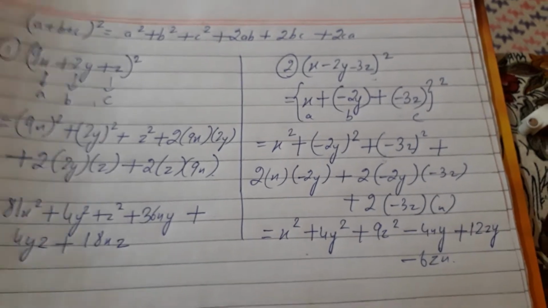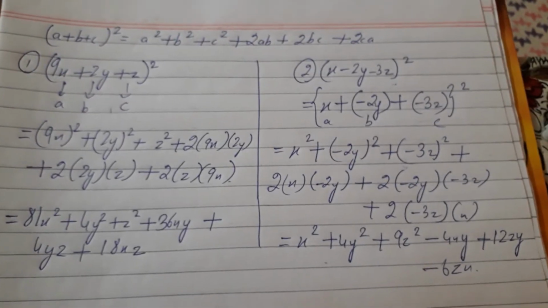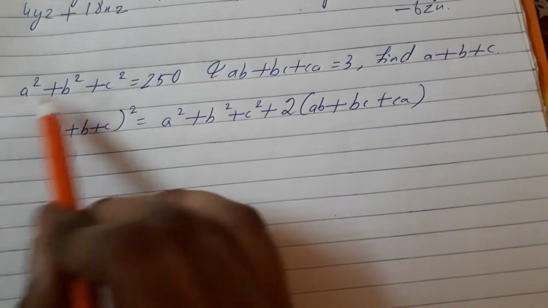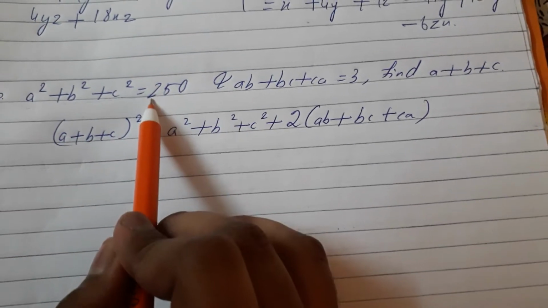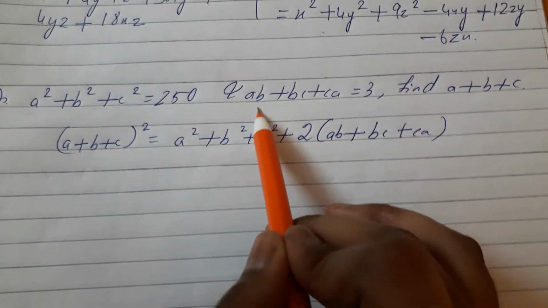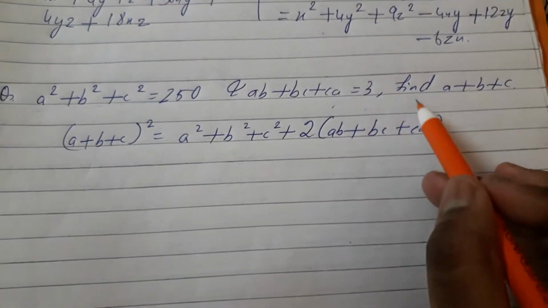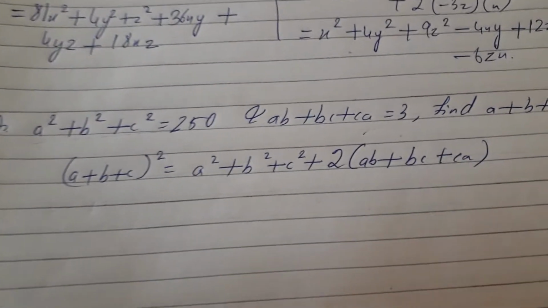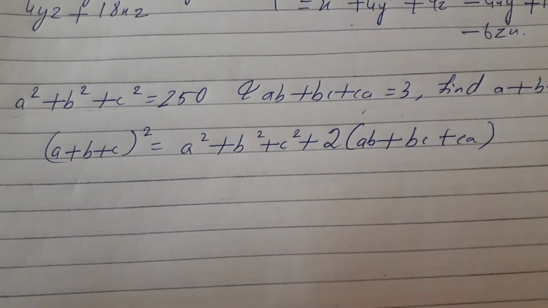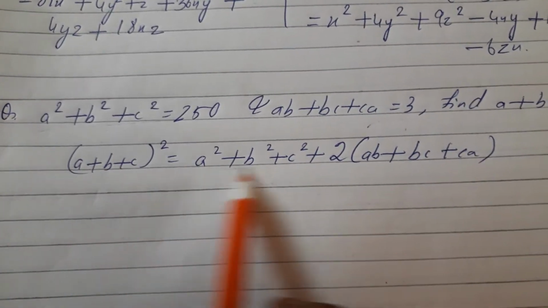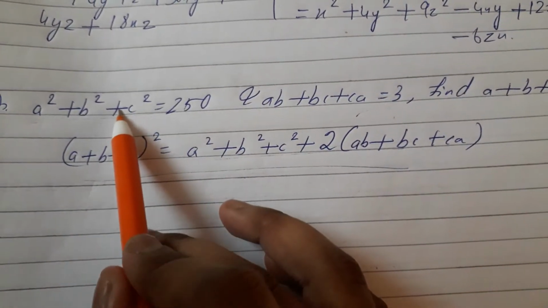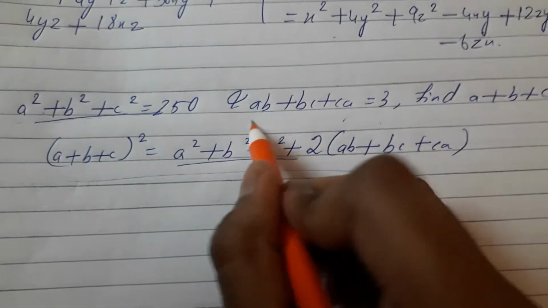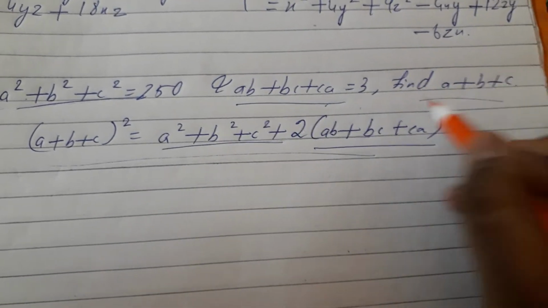So see the next algebraic identity. Now see the next category of question. Here a square plus b square plus c square is already given to you, and here ab plus bc plus ca is given 3. Now you have to find a plus b plus c. I have already written the formula. See, this is your formula, and this value is already given to you, and this value is also already given to you. You have to find a plus b plus c.